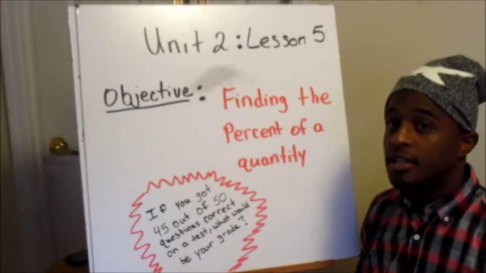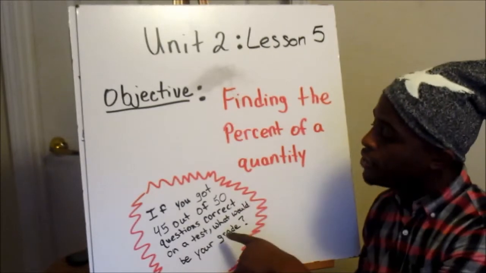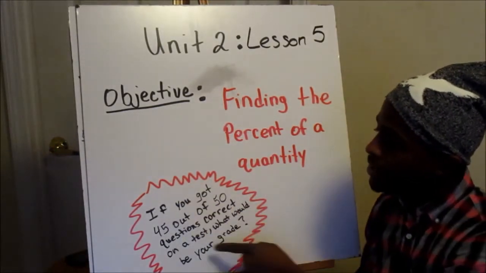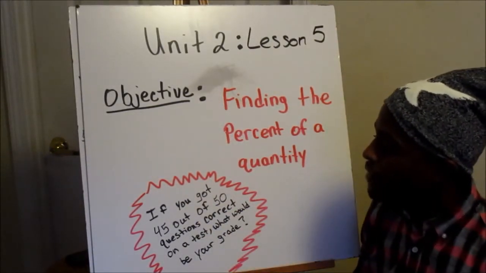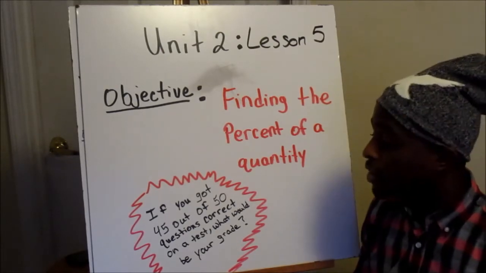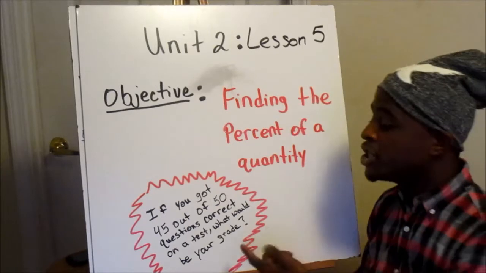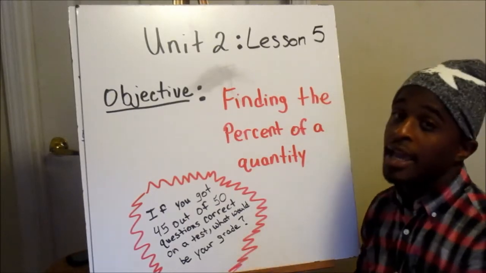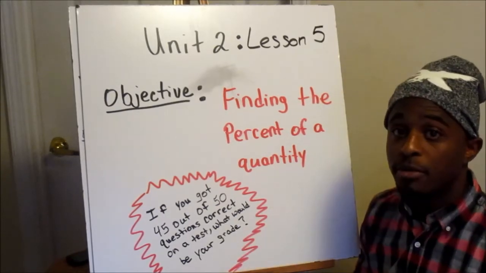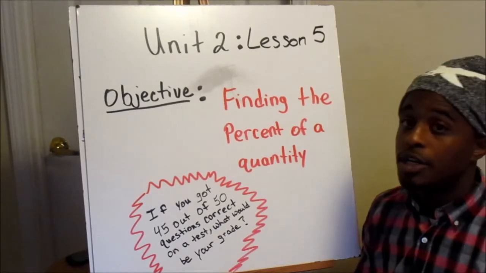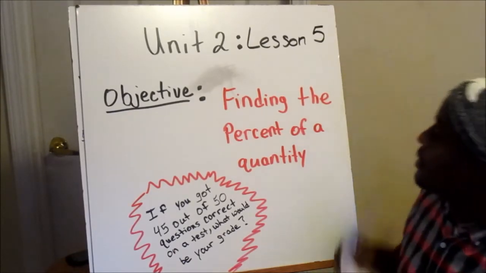So by the end of this lesson, you should be able to solve problems like this. If you got 45 out of 50 questions correct on a test, what would be your grade? So by the end of this video, you should be able to come back to this question and answer it. If you do bring me back the answer, I'll give you one dojo point.